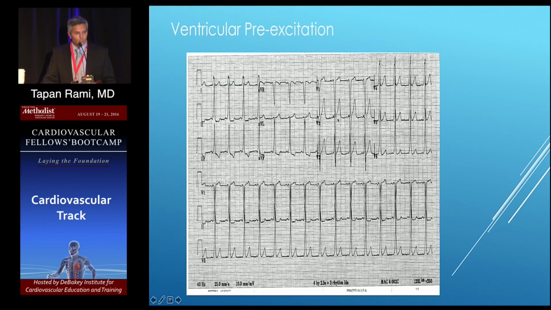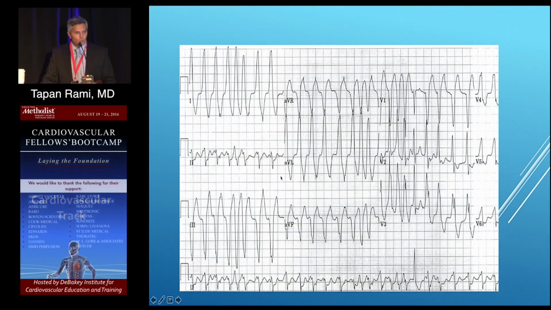So this is just a WPW pattern. You guys can see the delta wave. You see the QRS is wide. So this here, wide complex, very irregular, okay? And there's even some narrow complexes here. A young patient, no structural heart disease, presents with this. This is probably going to be WPW with atrial fibrillation.